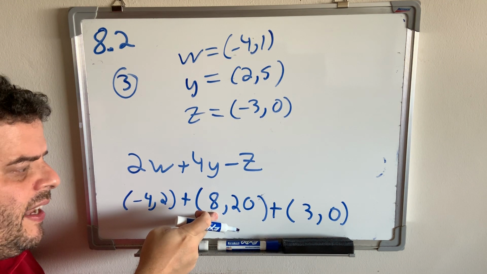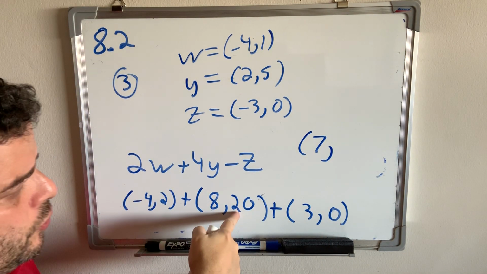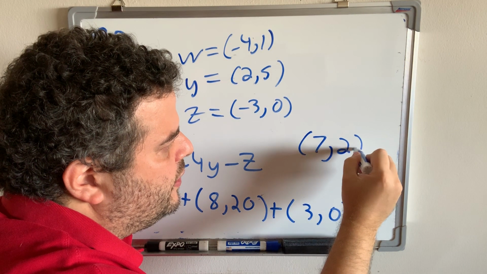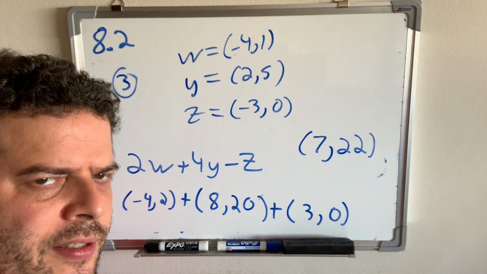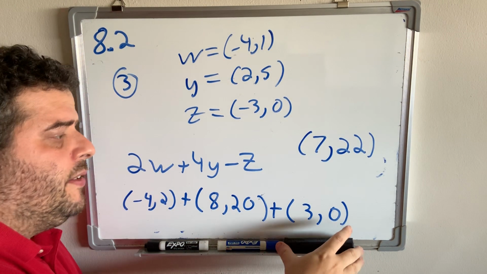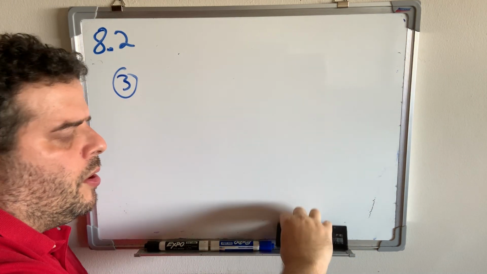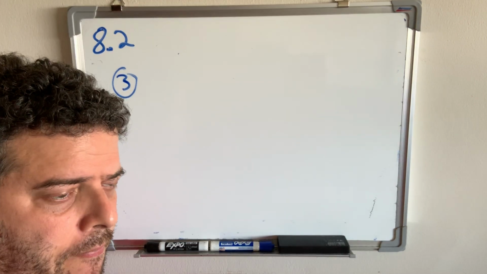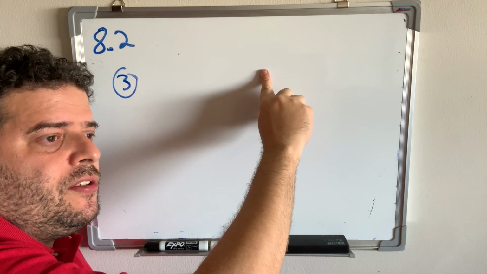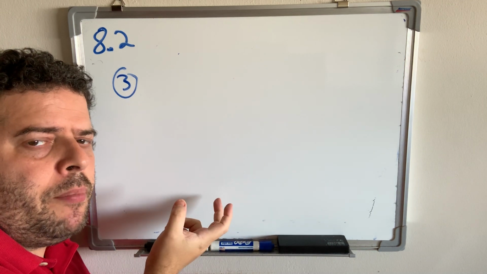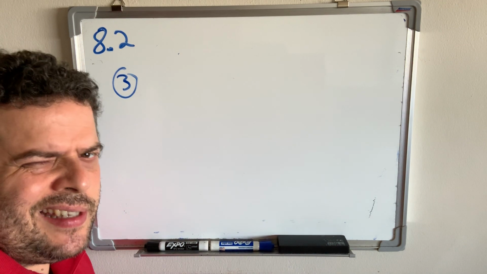Negative 4 plus 8 is 4, plus 3 is 7, 2 plus 20, 22 plus 0, 22. That would be the answer for 3C, the guided practice for example 3. Again, to recap, example 1 is just turning a vector into components and giving me the component form. Example 2 was finding the magnitude, either using the distance formula or Pythagorean theorem if you're given the component form. Example 3 was straight up operations: addition, subtraction, and scaling.